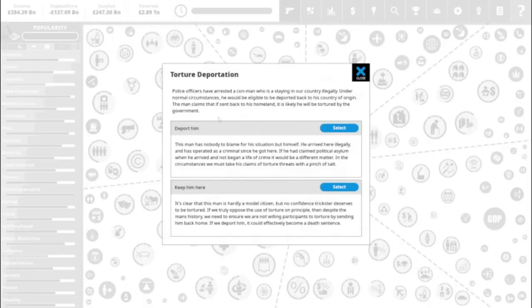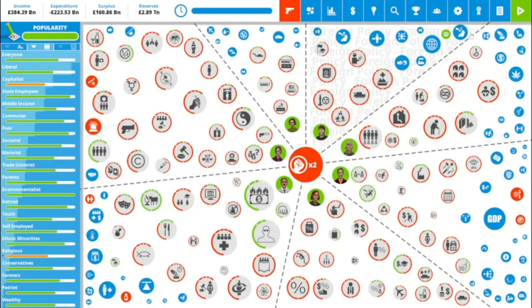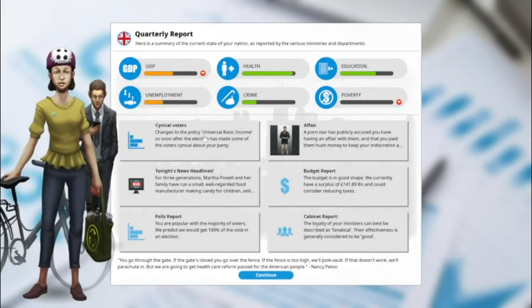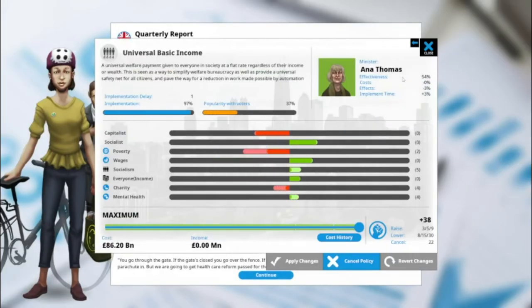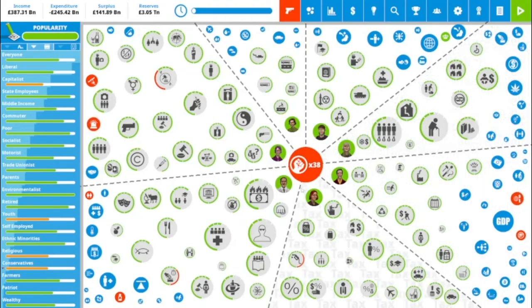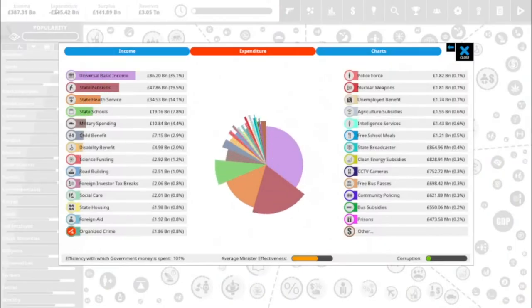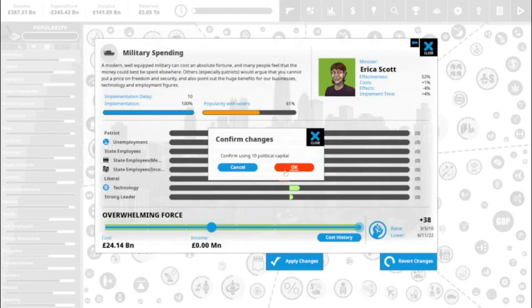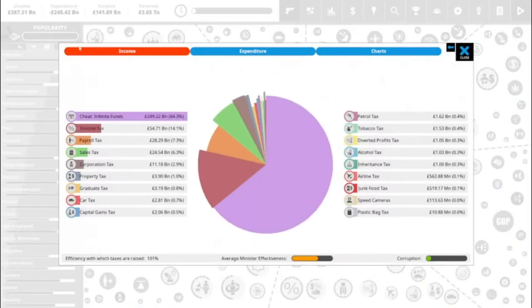Right, let's go. Keep him here. Let's not go deporting anybody. Cynical voters for UBI, so close after the election. Affairs. We've still got a great surplus. We're 100% popular. We can't get any more popular. Military spending. Overwhelming force. Let's stop those flypasts.